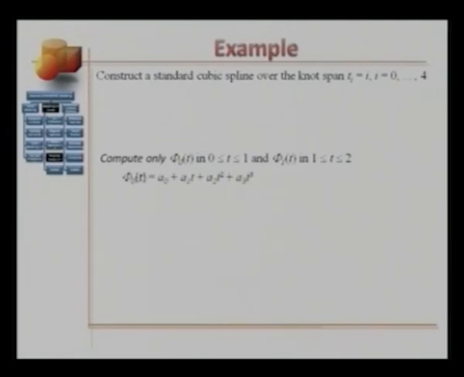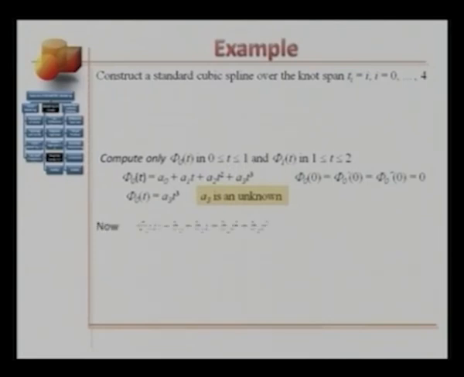Since each polynomial segment is cubic, we can write phi 0t as a0 plus a1t plus a2t squared plus a3t cubed. a0, a1, a2, and a3 are unknown coefficients that we need to determine. Let's start with the boundary conditions on the left. Position, slope, and second derivative are 0. This would mean that a0, a1, and a2 are all 0. And so we can write phi 0t as simply a3 times t cubed. a3 is still an unknown.